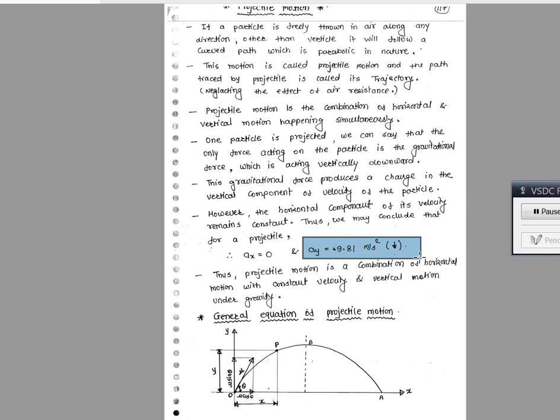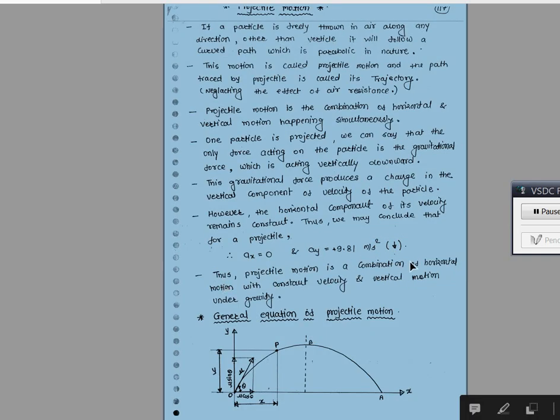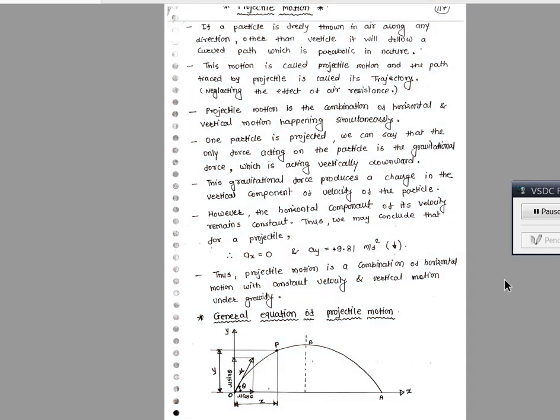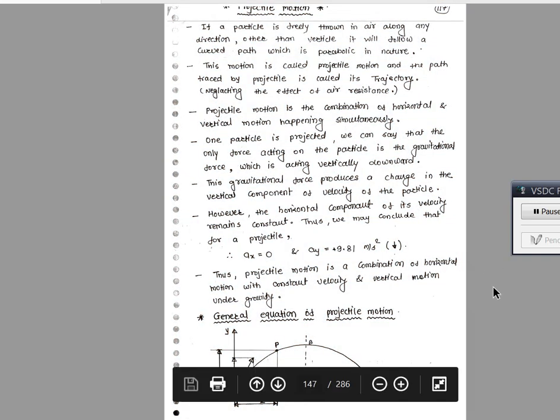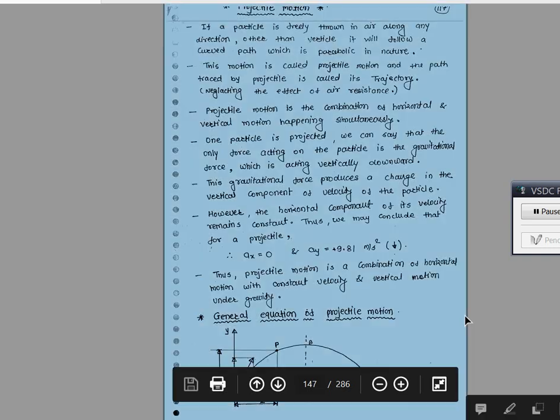But the vertical component of velocity changes continuously because of the gravitational force of attraction. Hence, acceleration along the vertical direction is 9.81 meters per second squared. Here I have shown it in the downward direction. Thus, projectile motion is the combination of horizontal motion with constant velocity and vertical motion under gravity.